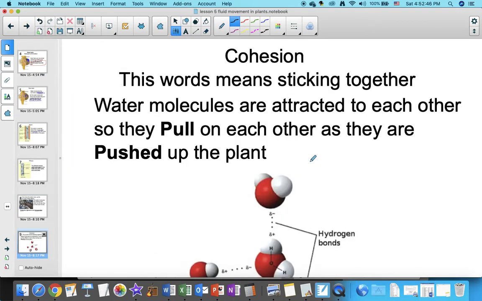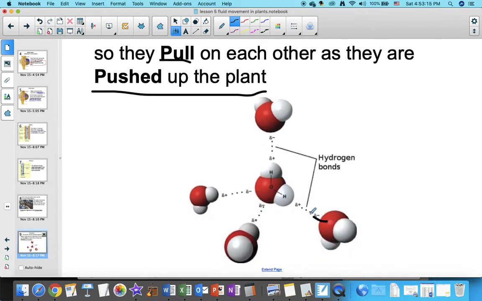So cohesion. This word means to stick together, right? Hesion means to stick. Co means like. So water molecules are attracted to each other. They get close together and they get attracted to each other. So they pull on each other as they're pushed up the plant. As water molecules keep building up in the roots, they get pushed up because there's a buildup. But the water molecules are also attracted to each other. So as water molecules are building up and pushing on each other, the water molecules higher up are pulling the water molecules up.